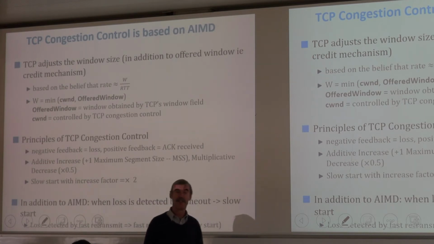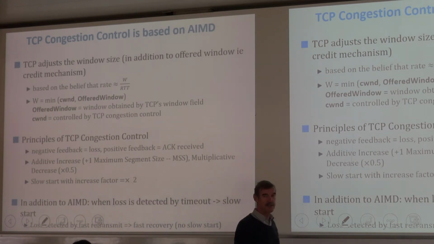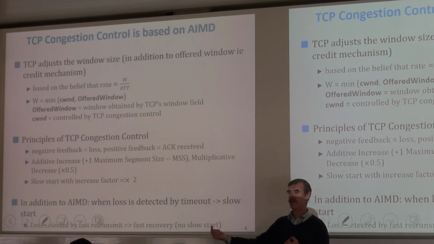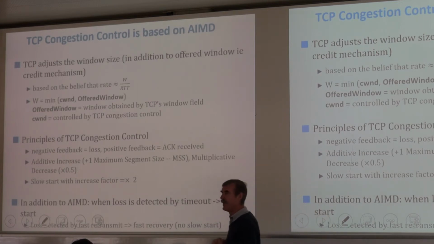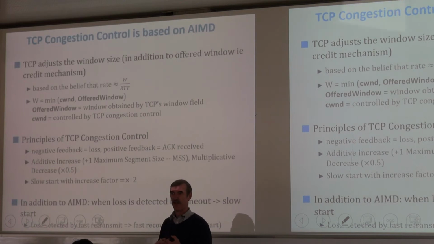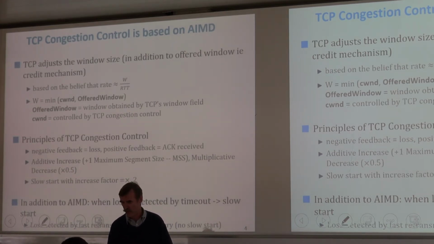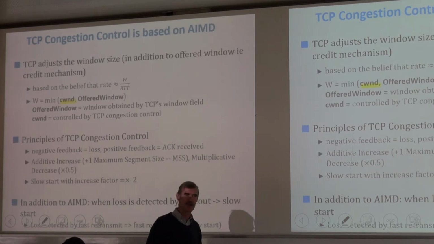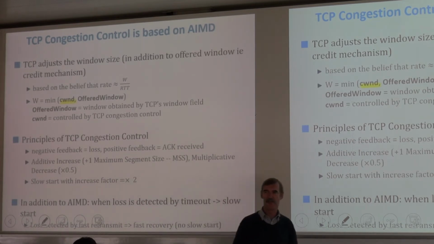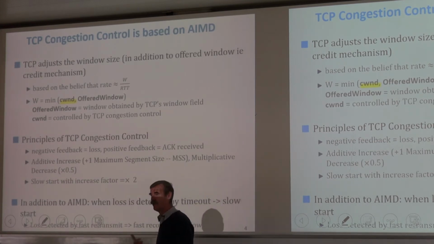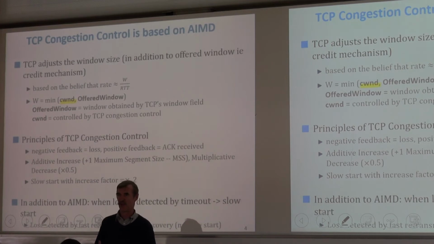The window in TCP is already controlled by the advertisement. If I'm a TCP sender, I receive window fields in the TCP headers on the return path that I should use to give the size of the sliding window. In addition to that, a TCP sender maintains another variable, which is usually in the code called CWND, congestion window. And then the size of the sliding window is the minimum of the two constraints. One is the congestion window that we have. The other is called the offered window.